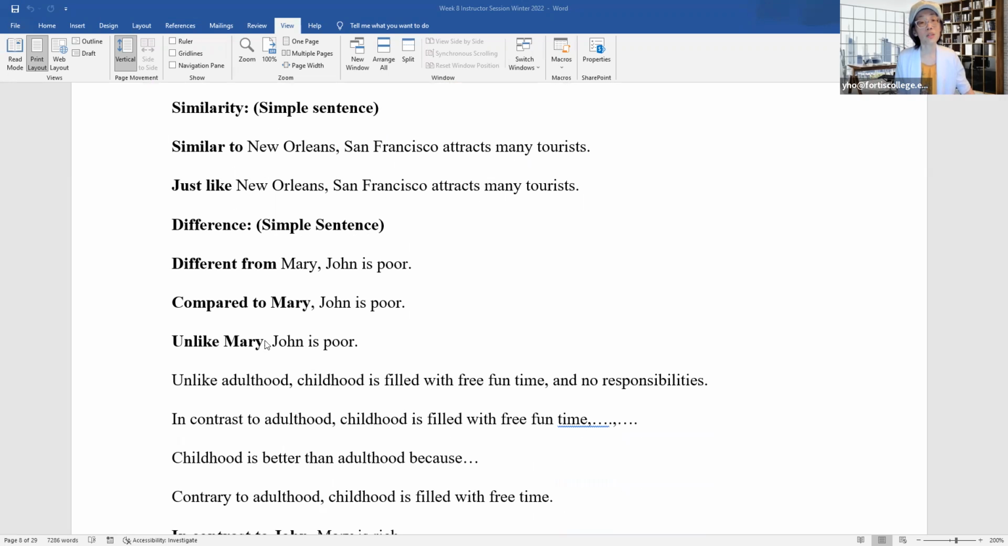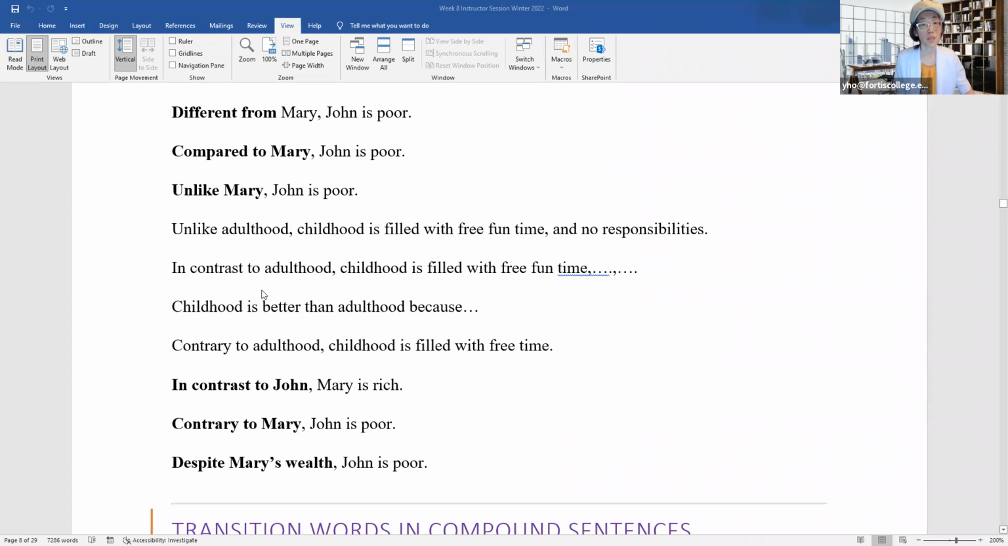Here, these are all simple sentences. Different from Mary, John is poor. Compared to Mary, John is poor. Unlike Mary, John is poor. So all of these are different ways of saying but. You can say, unlike adulthood, childhood is filled with free fun time and no responsibilities. In contrast to adulthood, childhood is filled with free fun time and no responsibilities.